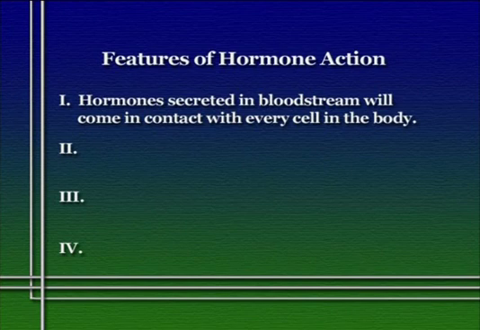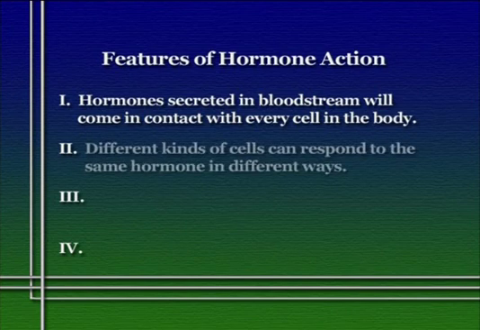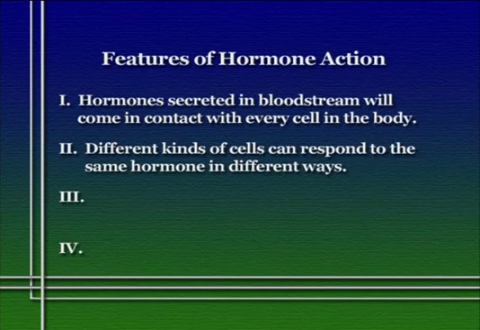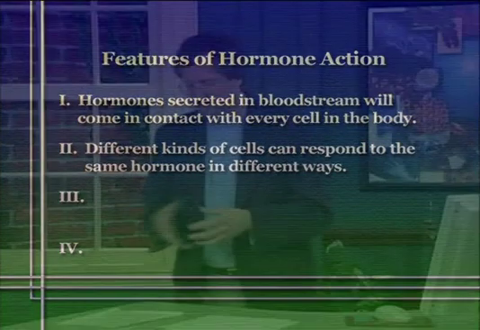Now, a second general feature of how hormones work is that different kinds of cells can respond to the same hormone in different ways. That is, some hormones will have a single highly specific function and influence only a single kind of target cell, but other hormones can have a variety of different effects on different kinds of target cells. Again, we've already talked about an example of this when we talked about cell signaling. Remember, I used the action of epinephrine, which is a hormone also commonly referred to as adrenaline, that induces what we called then the fight or flight response.